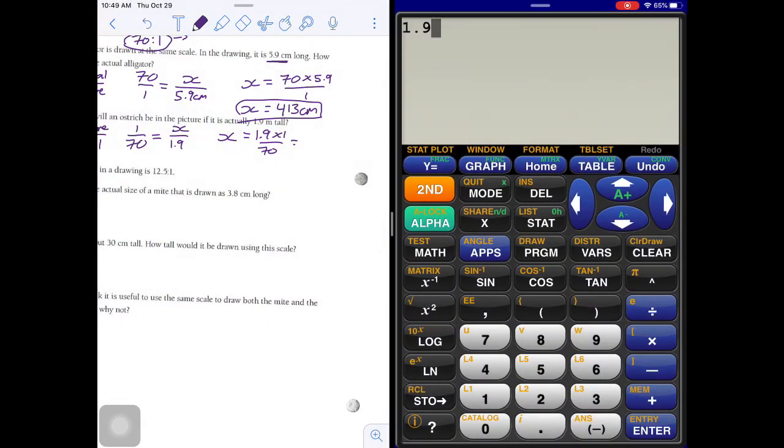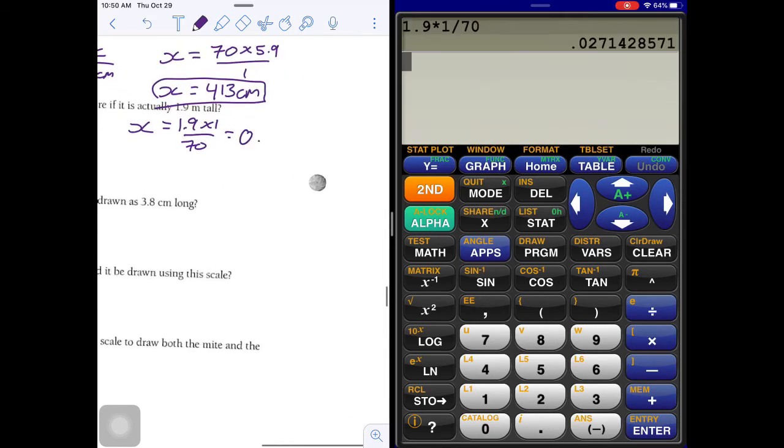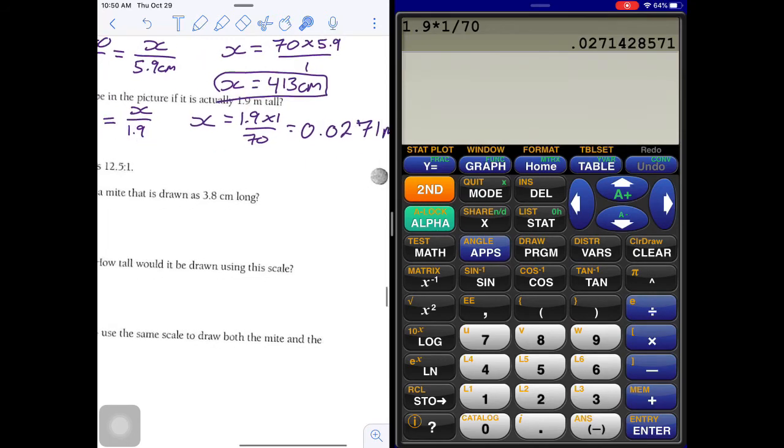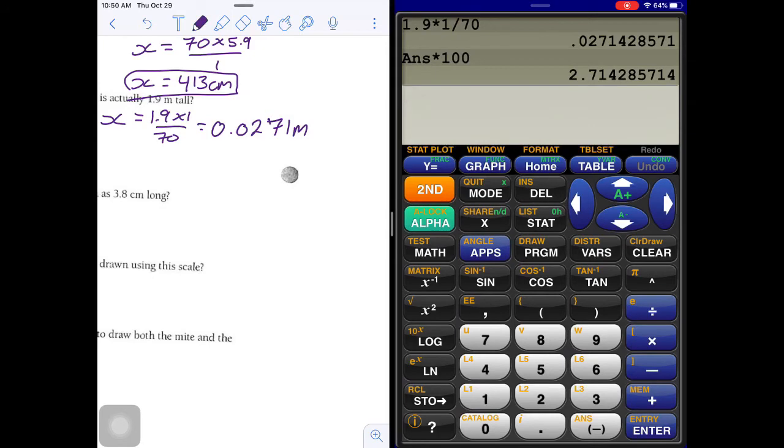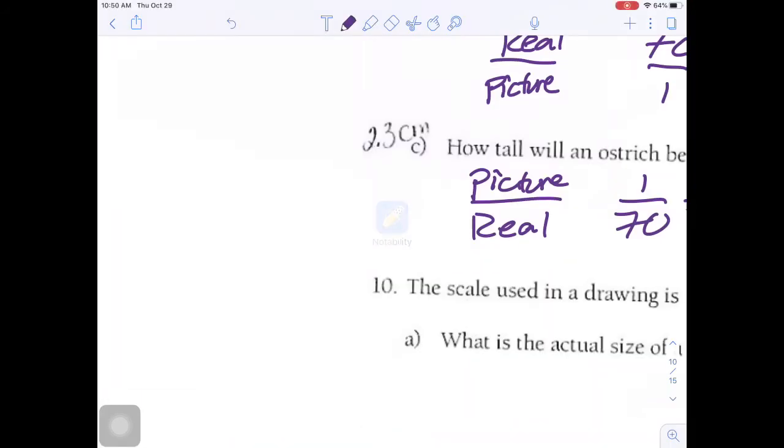So let's see what that becomes. 1.9 times 1 dividing 70 gives me 0.0271, and that's going to be in meters because this thing is in meters. Okay, if we times that by 100, we can get it into centimeters. So this is 2.71 centimeters. Okay, that's how big our picture should be.